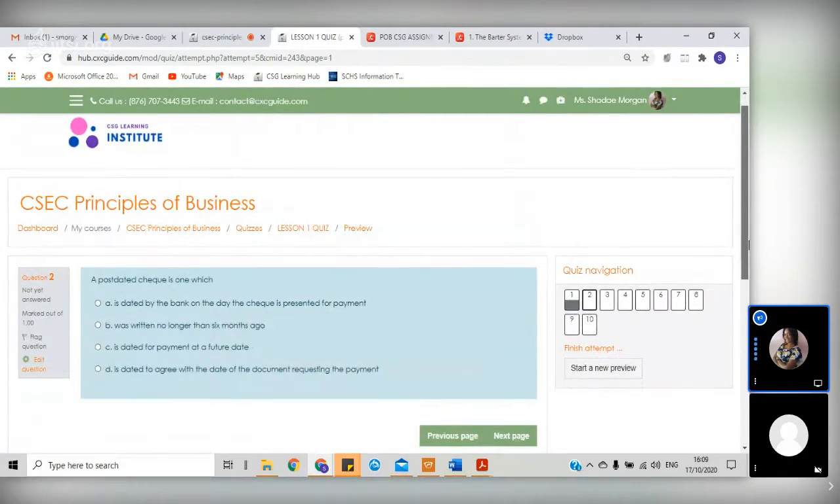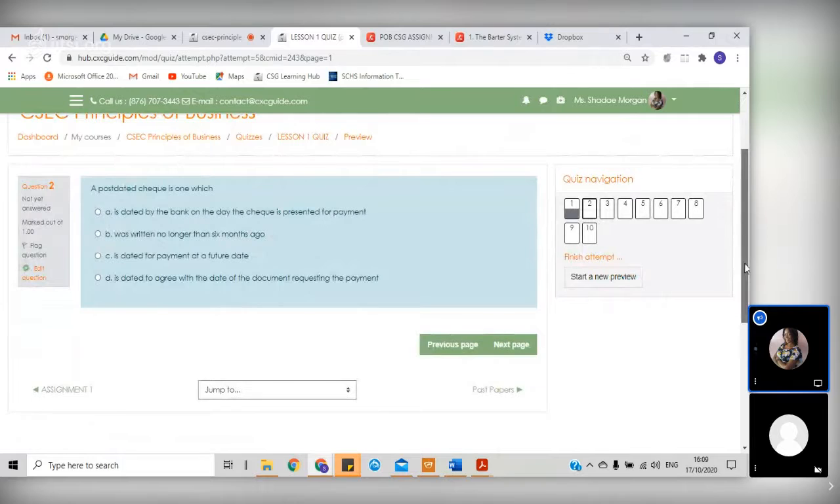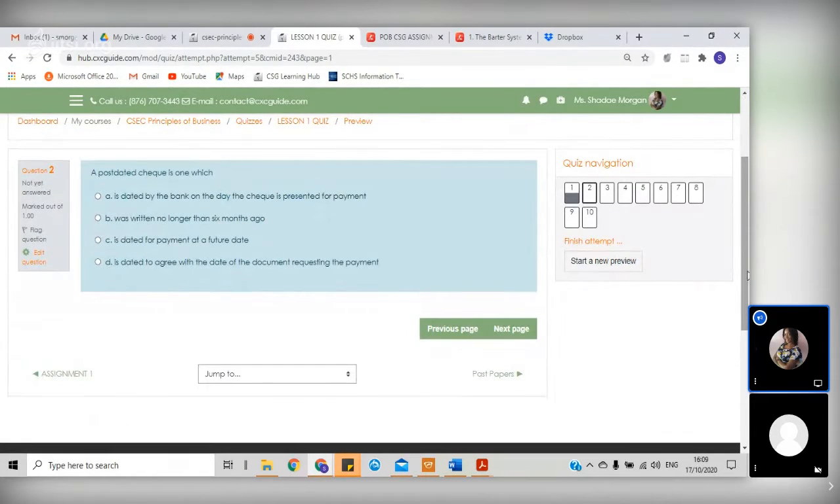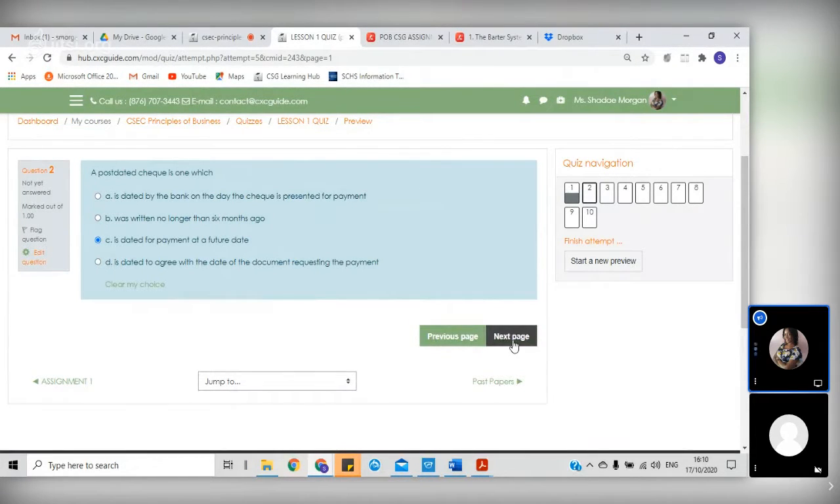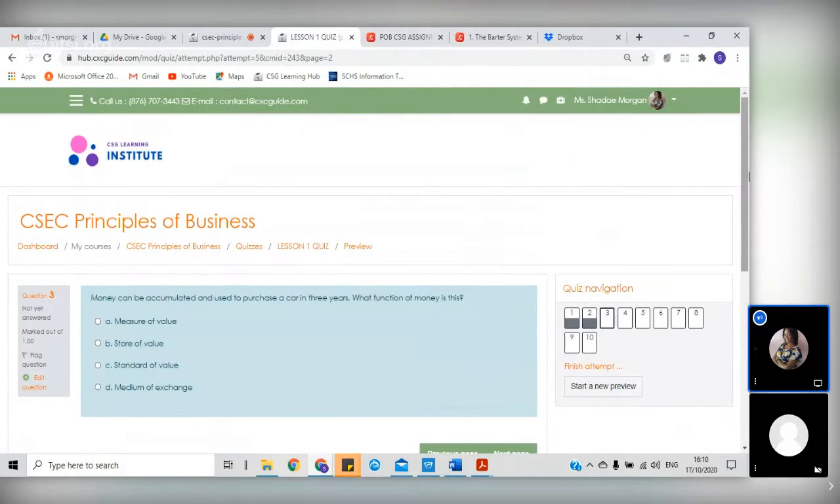All right. So a post-dated check is one which, and we have the options. C. Is dated for payment at a future date. Yes, C is correct. All right, so next question.